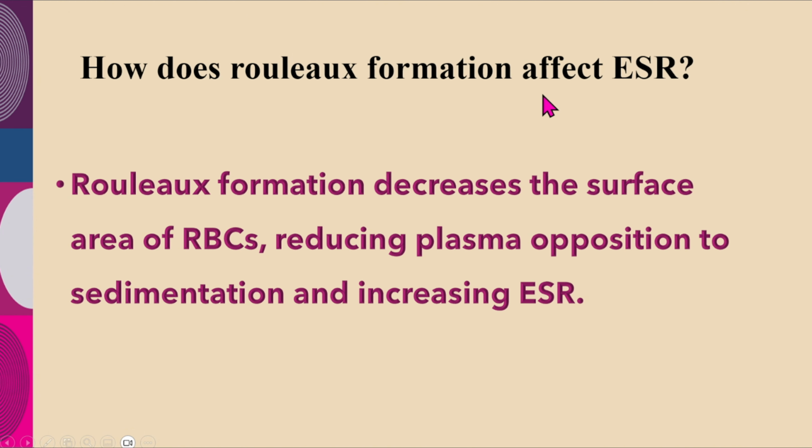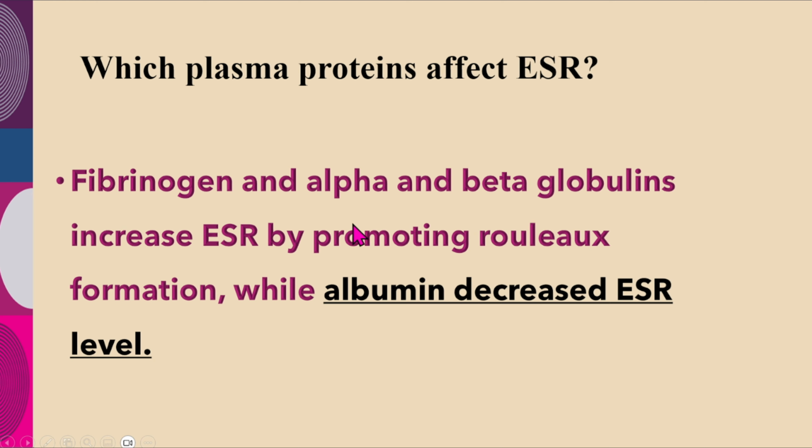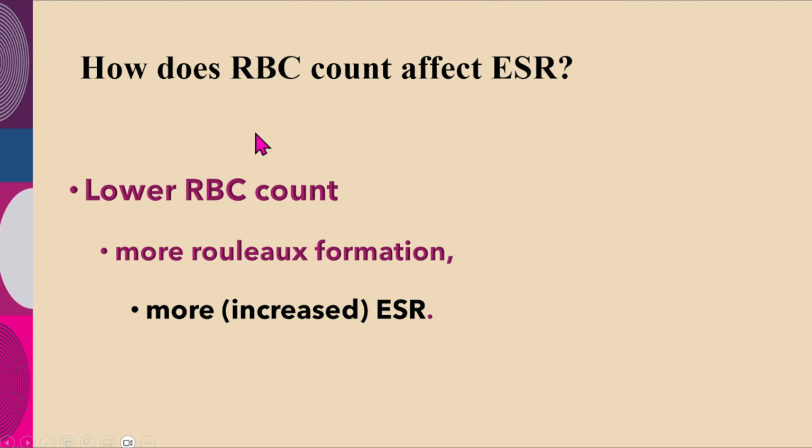How does Rouleaux formation affect the ESR? Rouleaux formation decreases the surface area of red blood cells, reducing plasma opposition to sedimentation, and increases the ESR. Which plasma proteins affect the ESR? Fibrinogen and alpha and beta globulin increase the ESR by promoting Rouleaux formation, while albumin, remember, albumin decreases the ESR. How does RBC count affect ESR? Lower RBC count, more Rouleaux formation, more ESR.